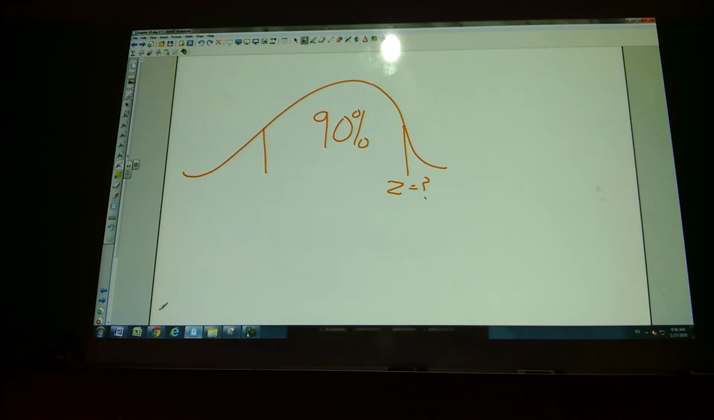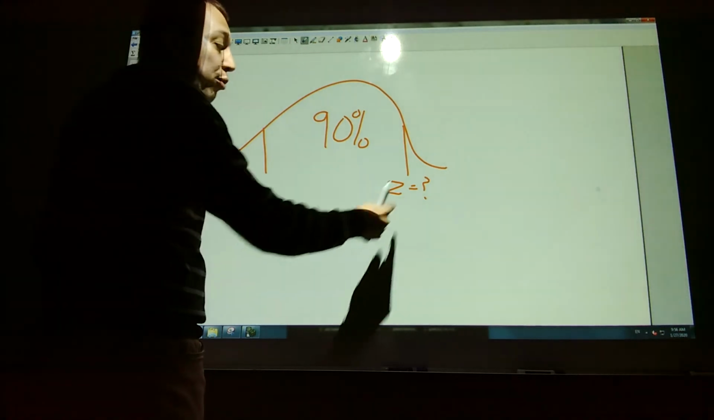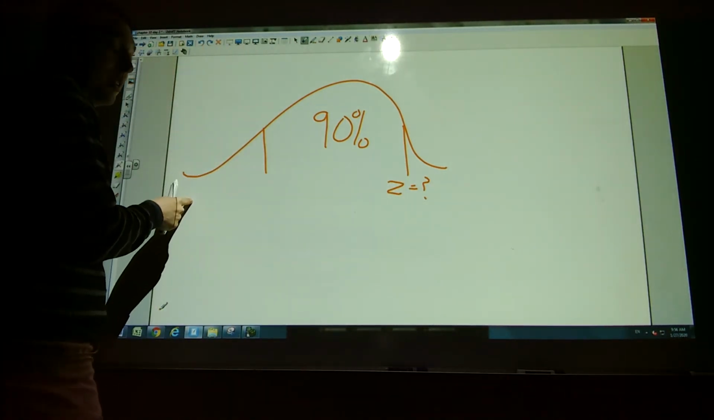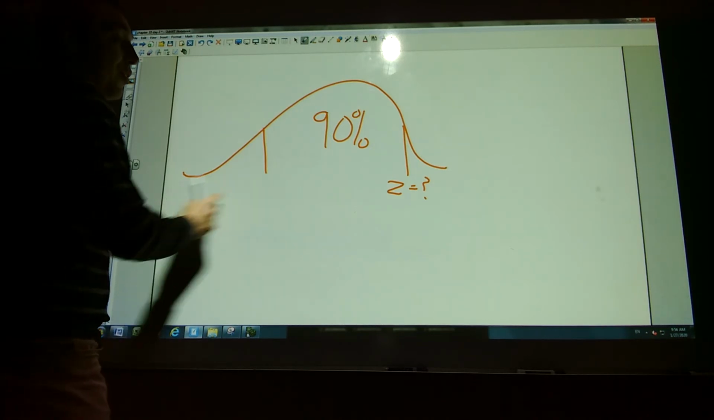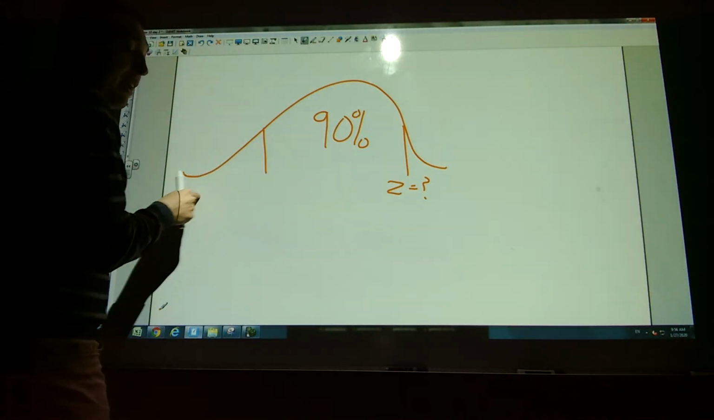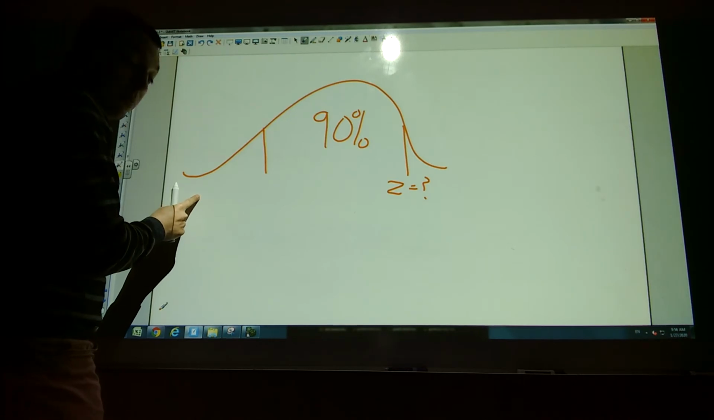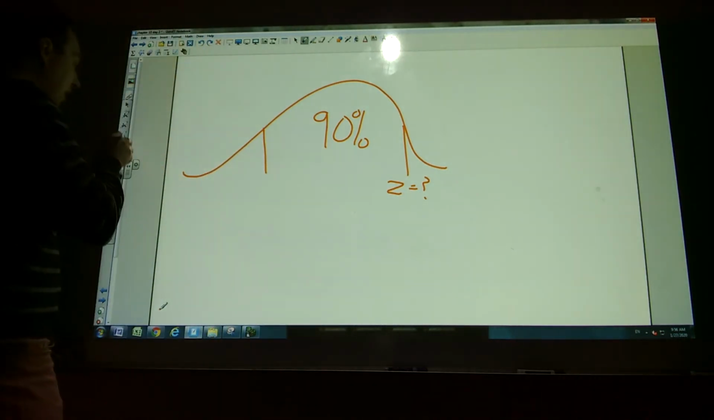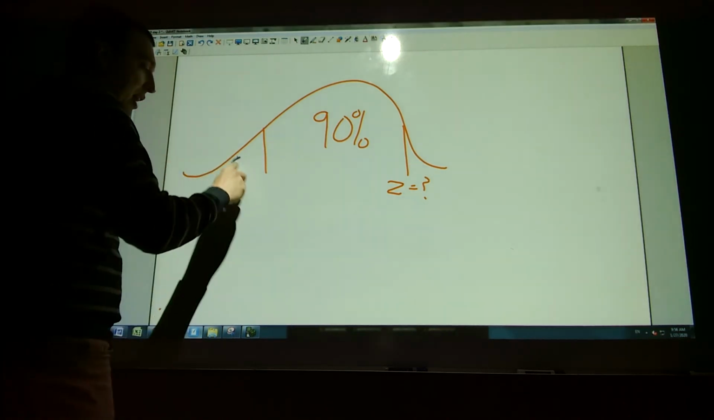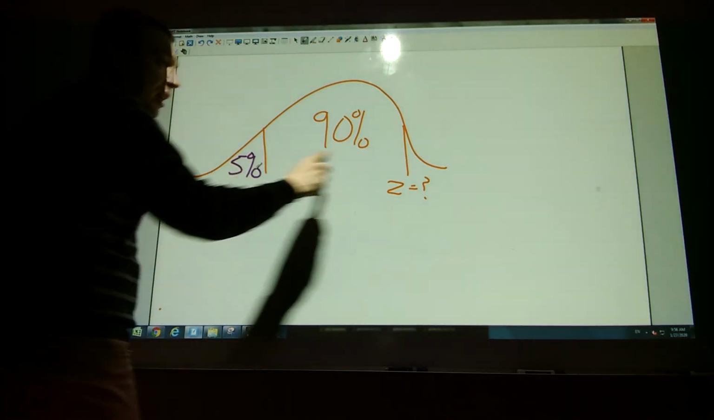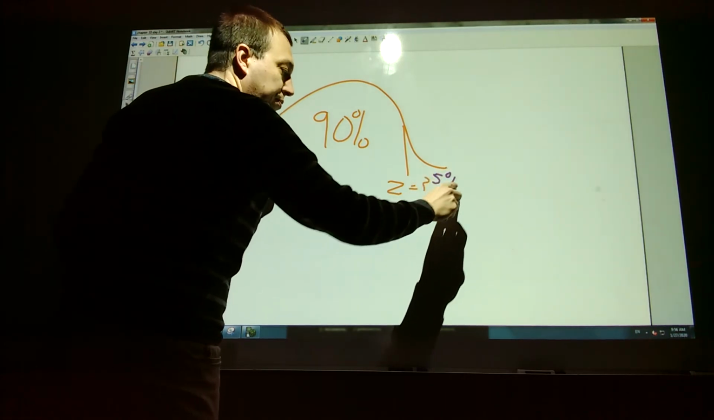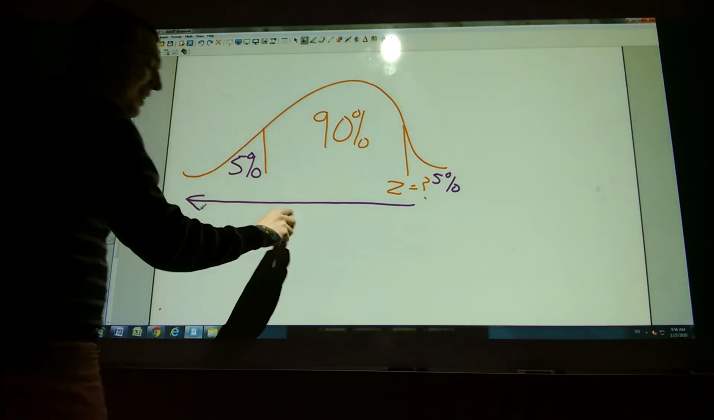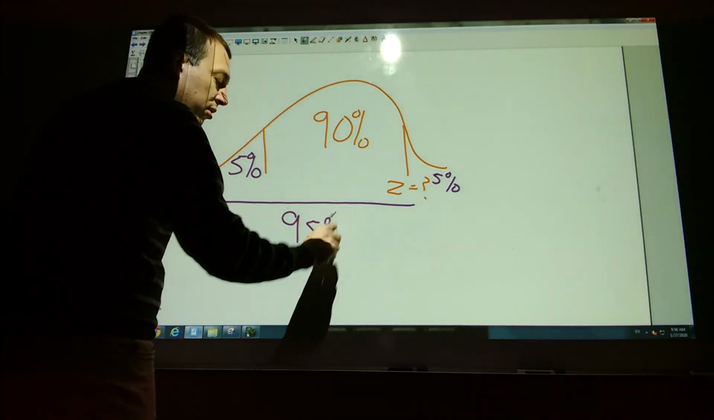In our calculator, we have a button that if you know the percent to the left, you type that in and it gives you the z-score. Now, is there 90% to the left here? No. 90% from here to here. That means that there's 5% here and 5% here. So what percent is to the left? 95.